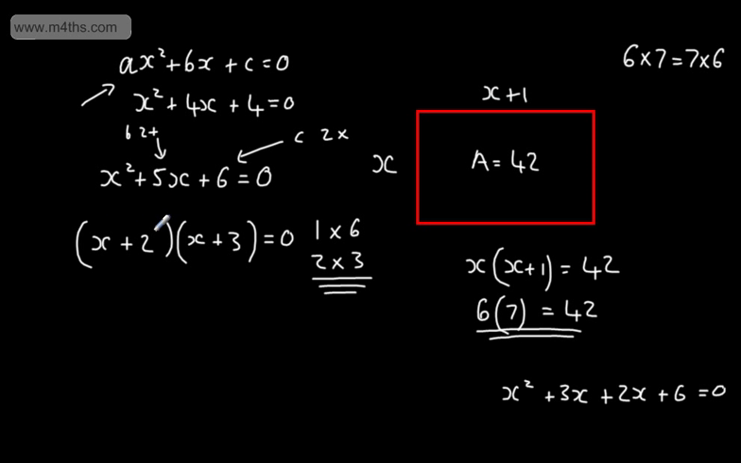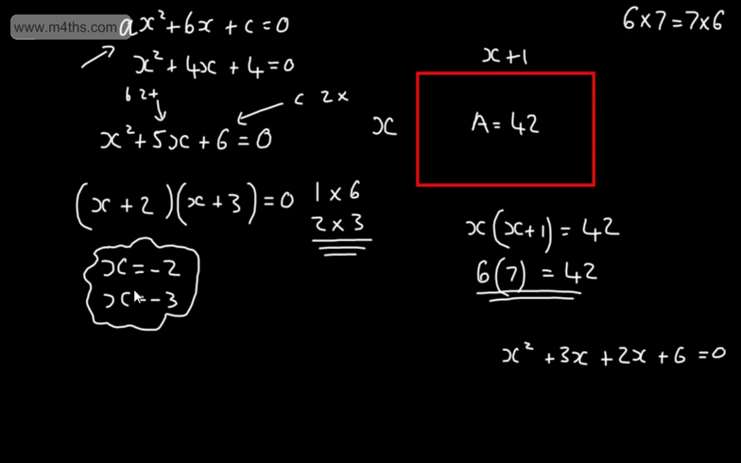So from here, all I need to do is solve this. If x plus 2 is equal to 0, we can say that x is equal to minus 2, as we saw in the last video. Or if x plus 3 is equal to 0, then x is equal to minus 3. If you didn't catch the logic behind that in the last video, please go back and look at that. What we can see here is that we've got a positive number here and a positive number here, so these are both going to be positive.